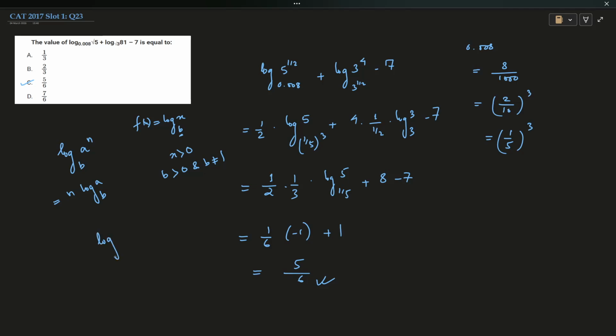If you have log, let's say, a base b to the power m, so this will be 1 by m log a base b. These you can easily derive using the properties of exponents, like we know, right? x to the power of m into, say, x to the power of n. So how do we write this? We write this as x to the power of m plus n, right? So similar properties. Okay, we can derive all these logarithm properties using the properties of exponents. All right, guys, let's move on to the fourth question.